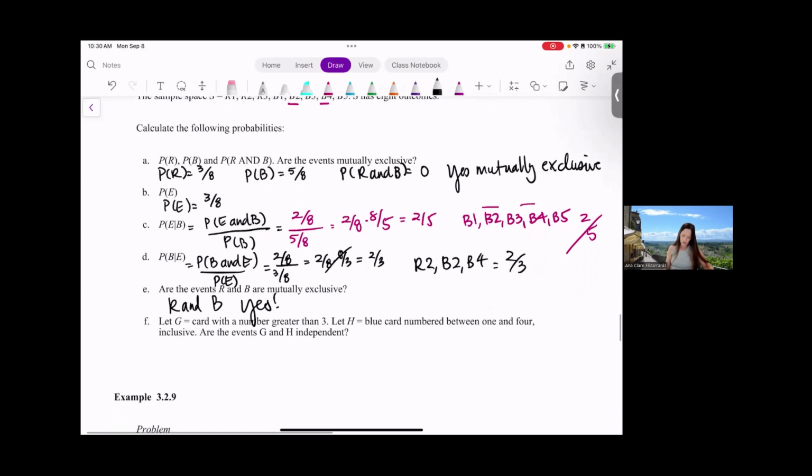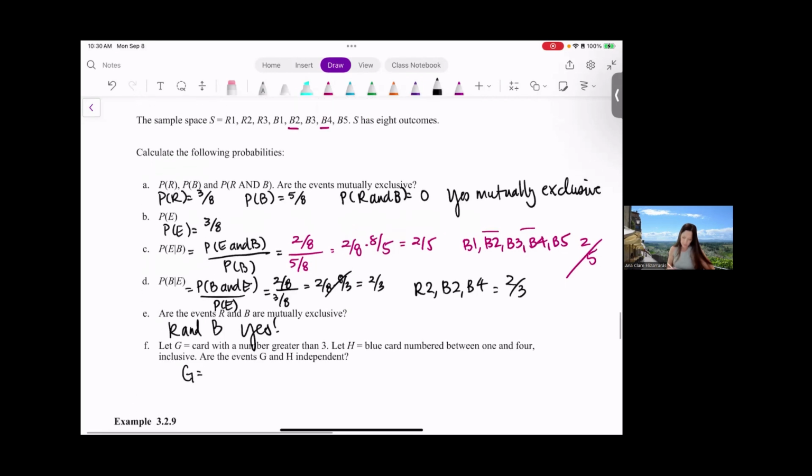Let G be a card with a number greater than 3, and let H be a blue card numbered between 1 and 4, inclusive. So G, let's list that out really quickly. G is a card with a number greater than 3. That is B4 and B5. Those are the only 2 outcomes there. And then H is a blue card numbered between 1 and 4. So blue 1, blue 2, blue 3, blue 4. And then I want to know if they're independent.